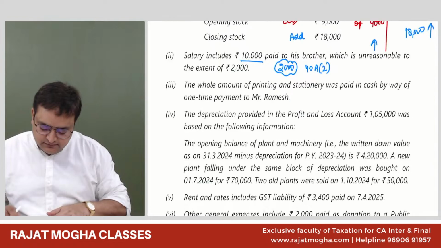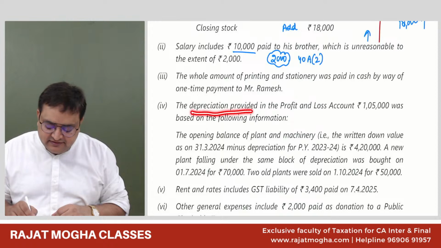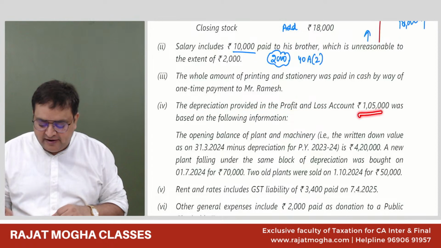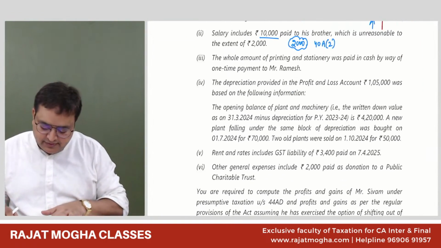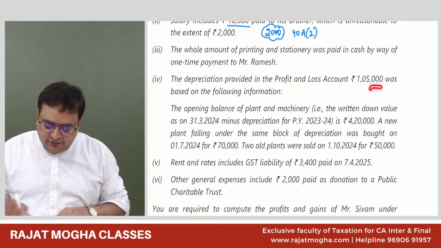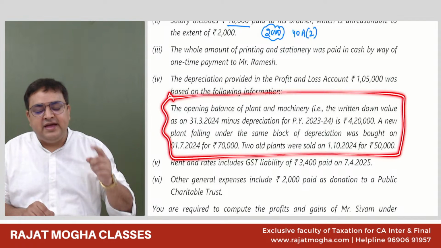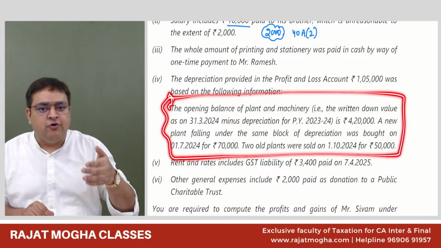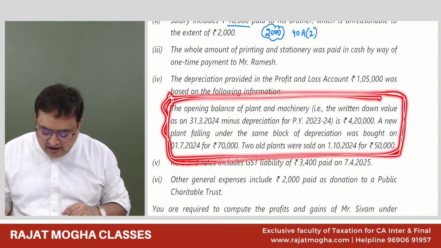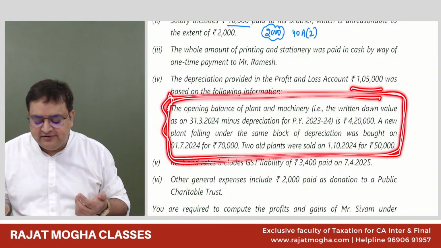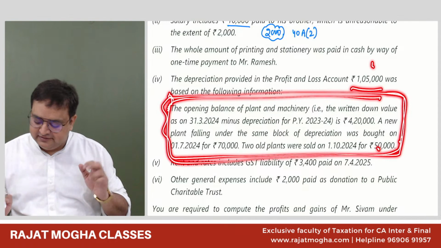Now, fourth point. The depreciation provided in the profit and loss account was 1,05,000. The depreciation as per the P&L account we have seen was 1,05,000. But it was based on the following information. Now, guys, they have given the information. If they have given this information, it means that they want us to calculate the depreciation. So if the depreciation by our calculation is different from 105, then we will not allow that 105, we will allow our depreciation. I believe you are okay with this.